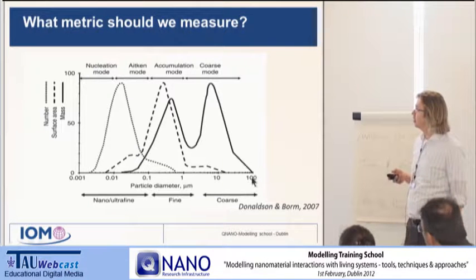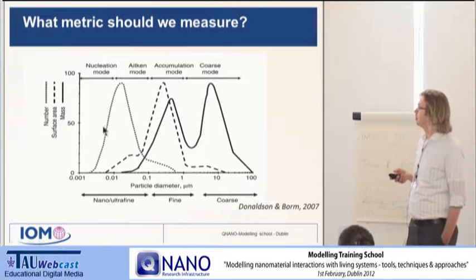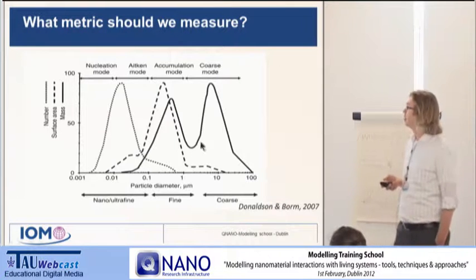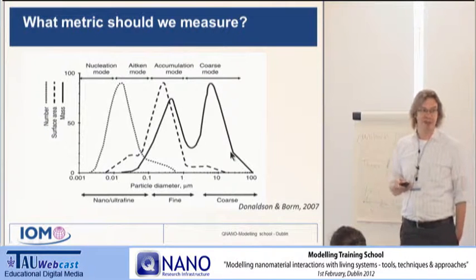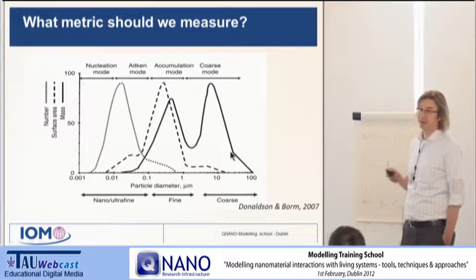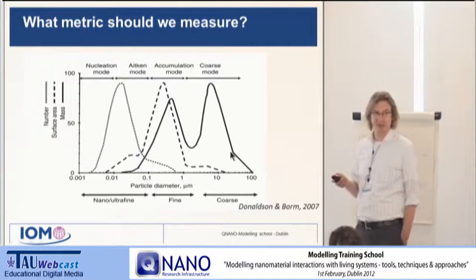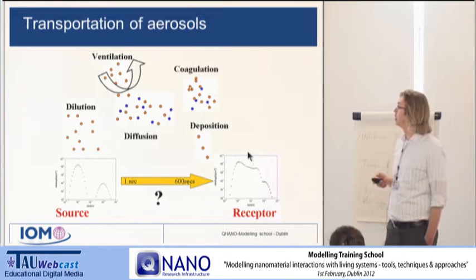And depending on the metric, your size distribution will differ. So if I measure it by number, it's clearly much more determined by your smaller particles, and if I'm interested in mass, the larger particles will dominate. That's important for us. Are we interested in mass or number, both in measurement and in modeling?